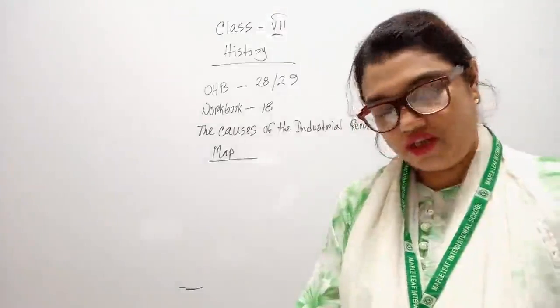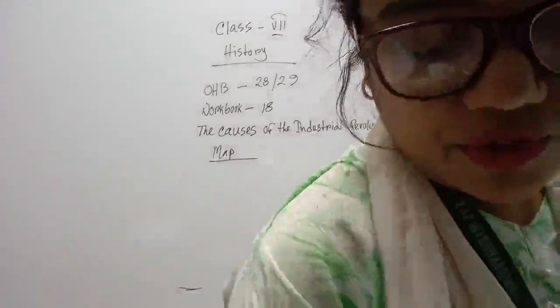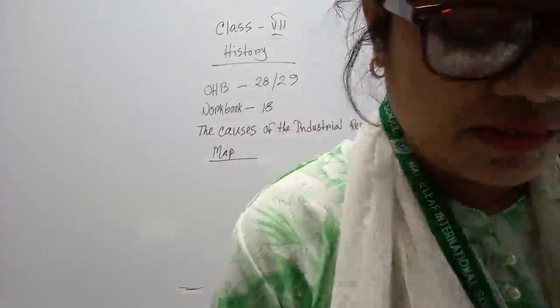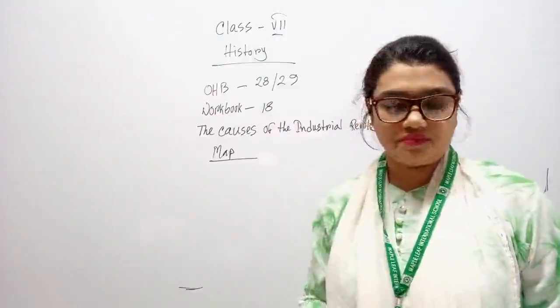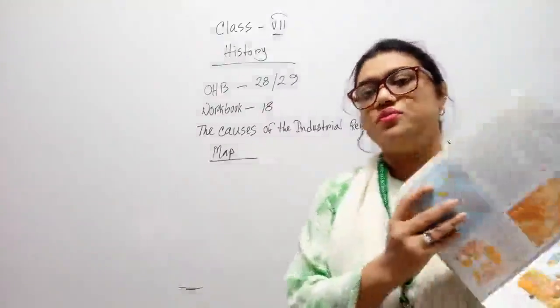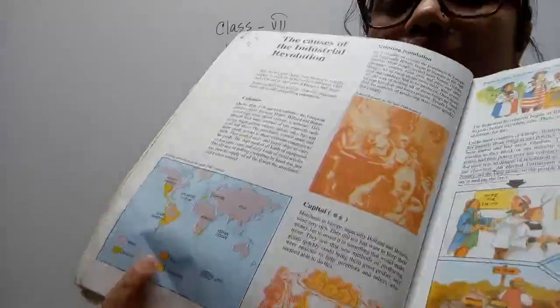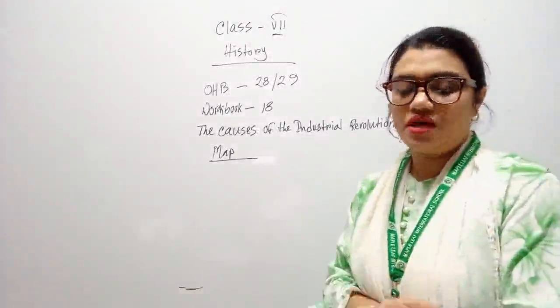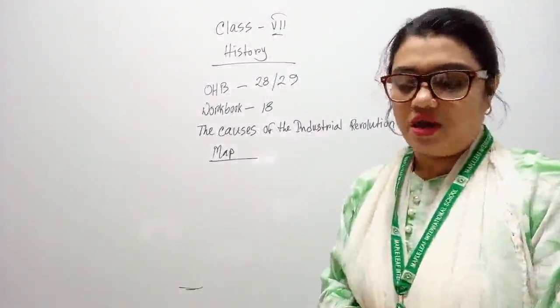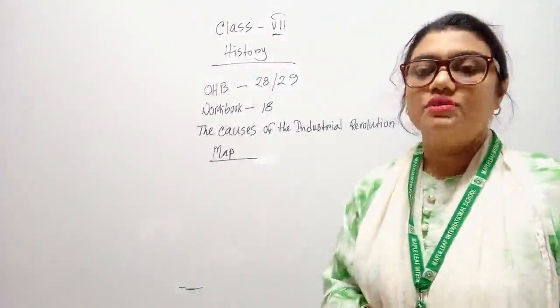Open page number 28 from your Oxford History Project book, that is the causes of the Industrial Revolution. These two pages. The map is on page 28. We are going to solve this map today on our workbook, page 18. Okay, first I will discuss these two pages and the answers of the workbook, then I will tell you how to solve the map.